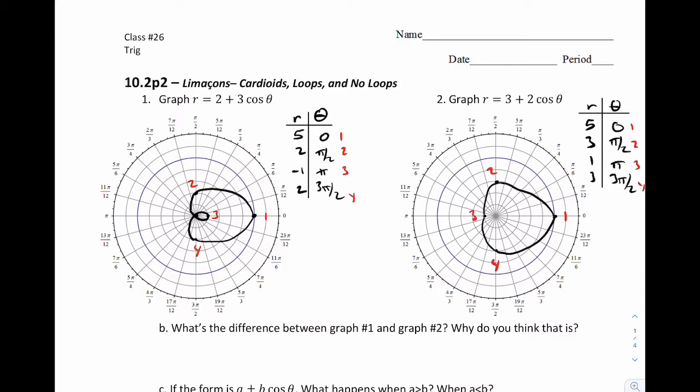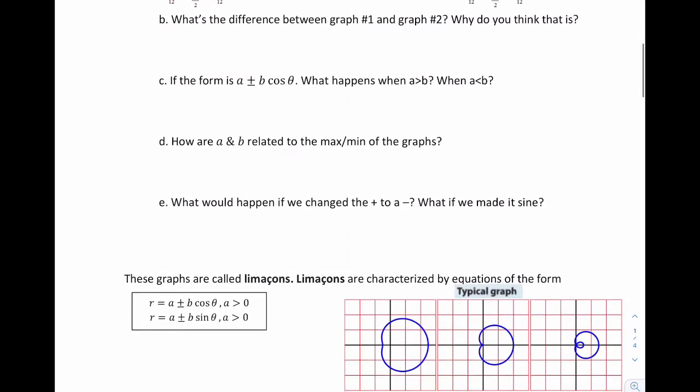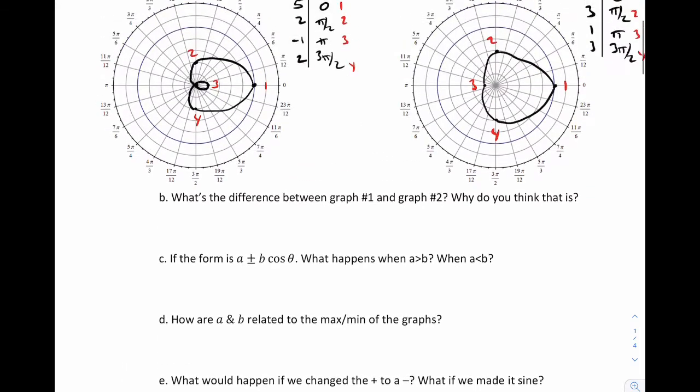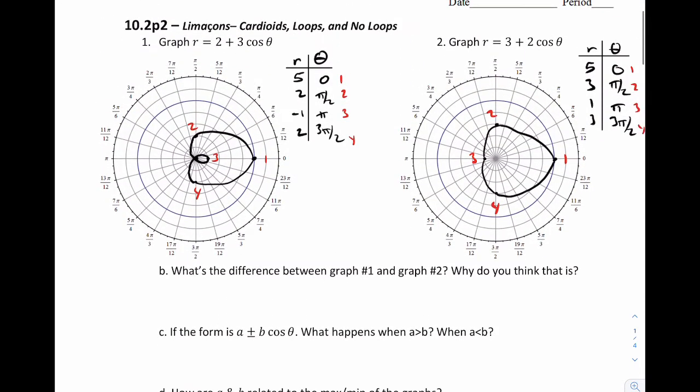Now at this point, we've copied the graphs down. I want you to take a few minutes, pause the video, and try to go through all the questions below, all these questions, A, B through E. Once you're done, unpause the video, and that's when I'll talk about the answers.